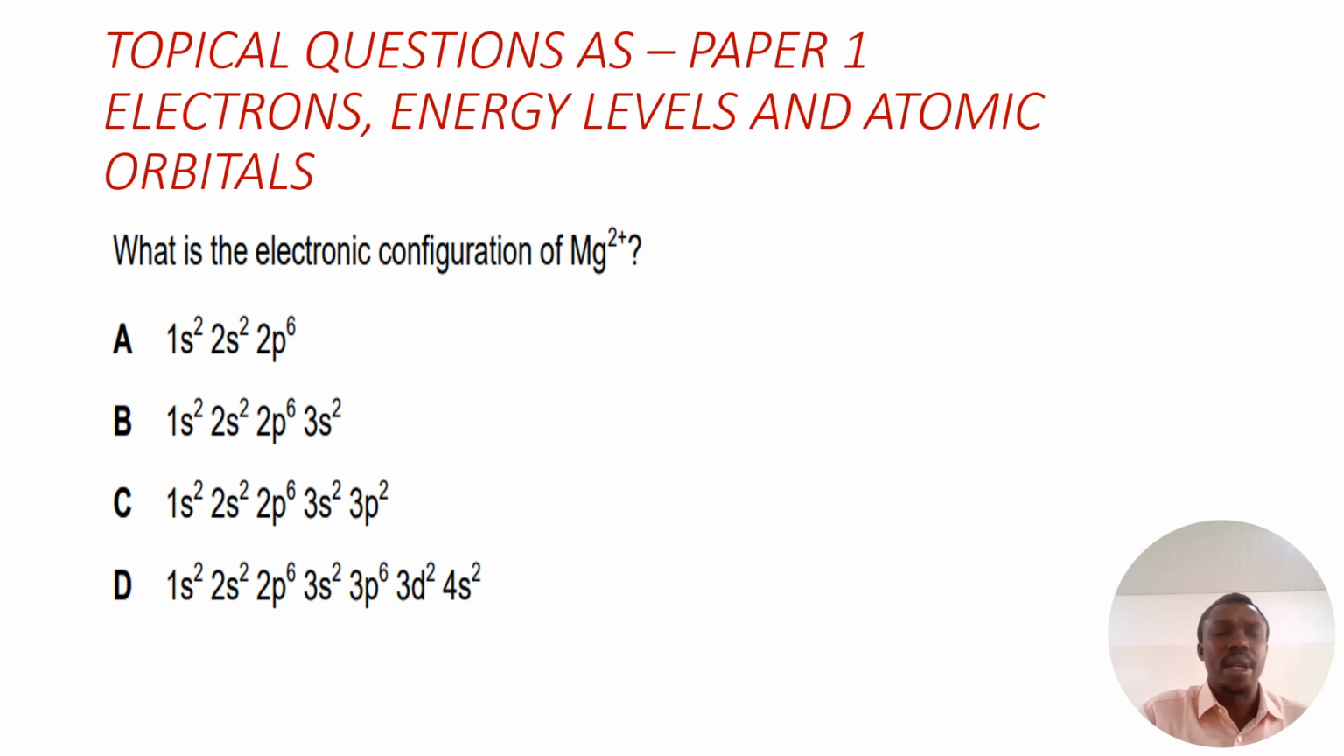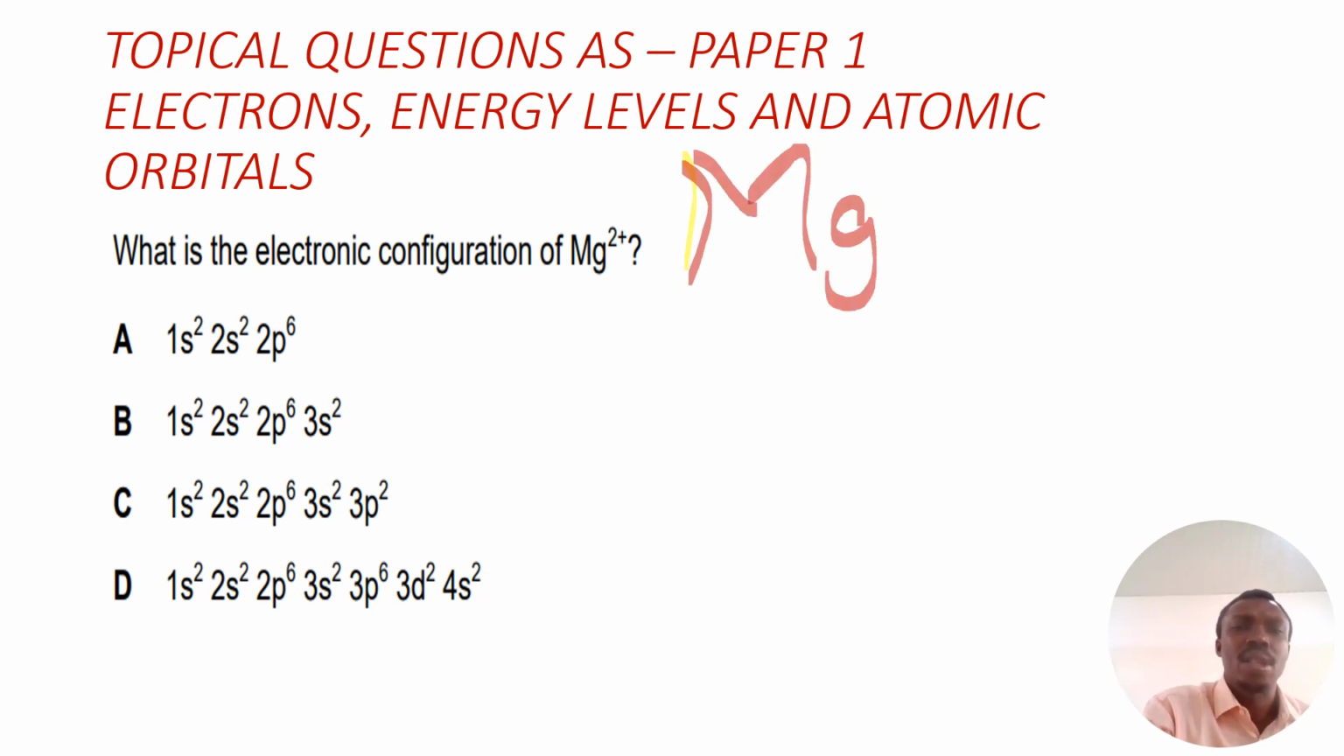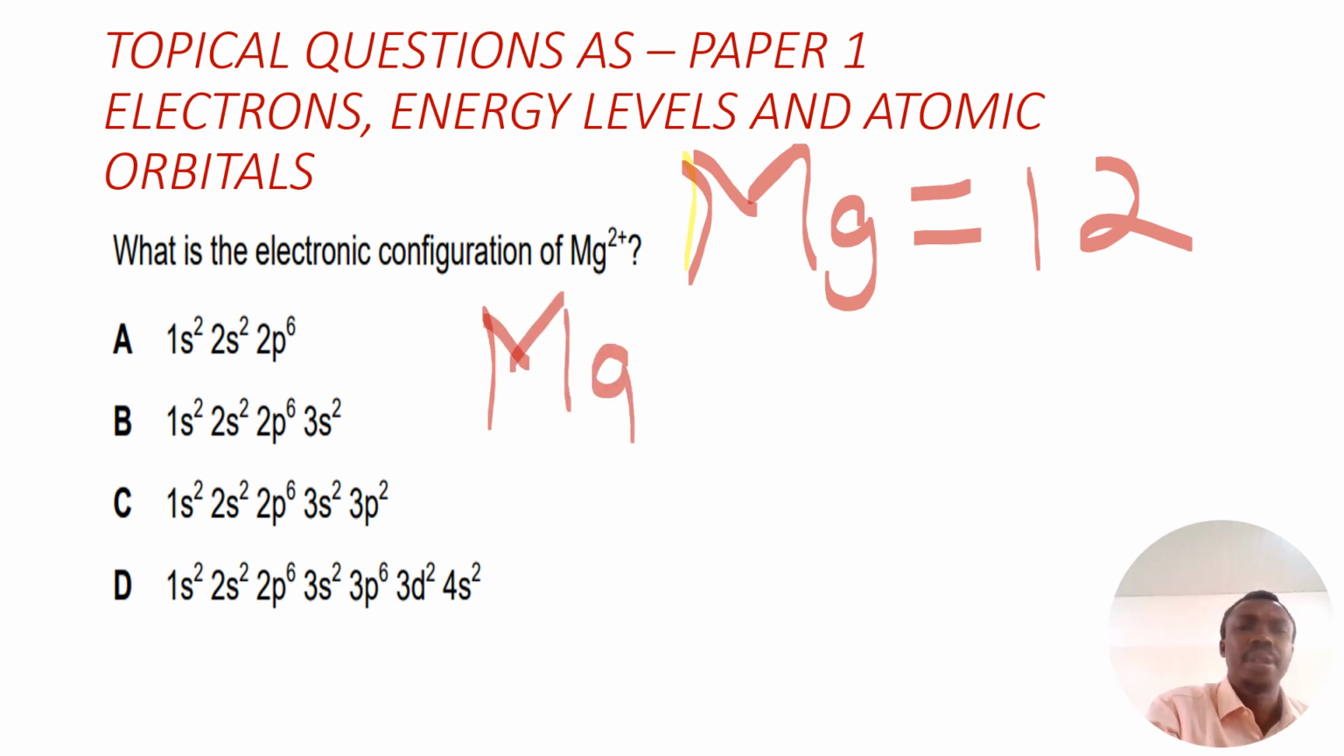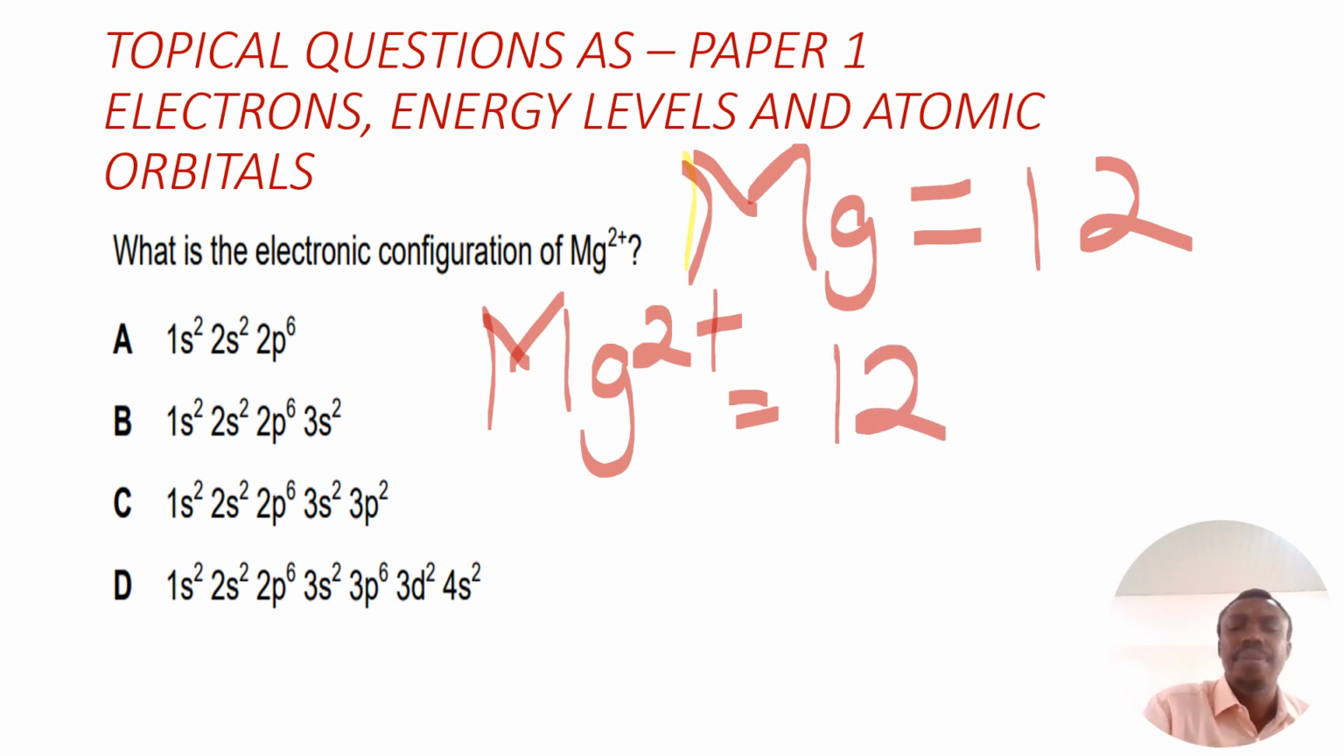This is the next question, and it's very simple. You are asked what is the electronic configuration of magnesium ion. The atomic number of magnesium is 12. For the magnesium ion, the number of electrons will be equal to the number of protons minus the charge. For a neutral atom, the number of protons is equal to the number of electrons, so the number of protons is 12 minus the charge. The charge is 2, so the number of electrons is equal to 10.